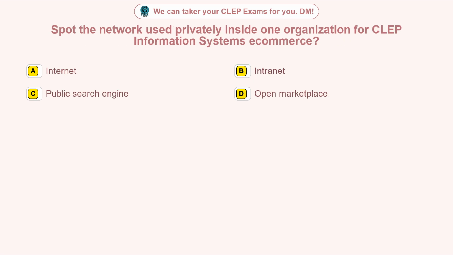Question 24. Spot the network used privately inside one organization for CLEP Information Systems Ecommerce. Option A, Internet. Option B, Intranet. Option C, public search engine. Option D, open marketplace. The correct answer is option B, Intranet.